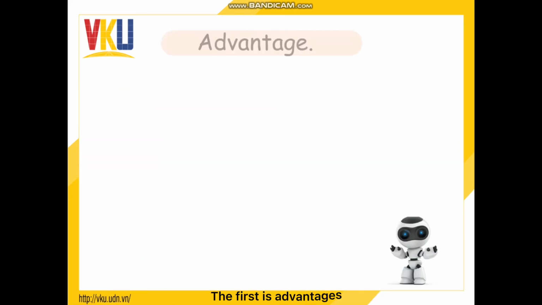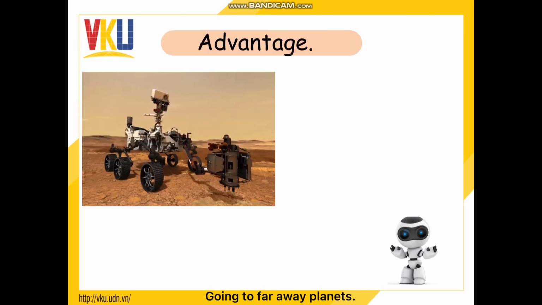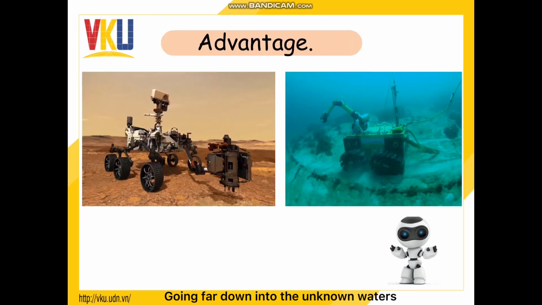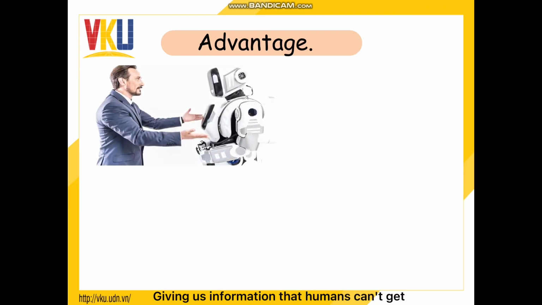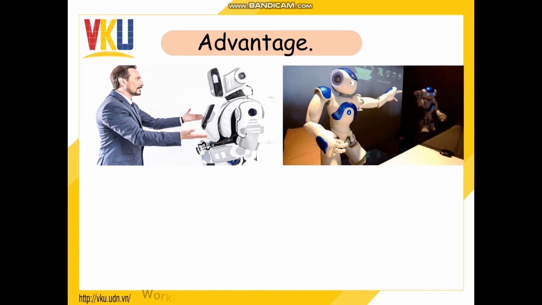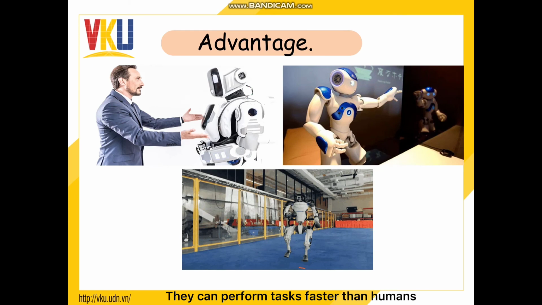The first is advantage. Going too far away planning. Going far down into the unknown water and mines where humans would be crushed, giving us information that humans can't guess. Working 24 hours a day, 7 days a week without any salary and food, plus they don't get bored. They can perform tasks faster than humans and much more consistently and accurately. Many of them are automated, so they can do the job by themselves without any human interference.